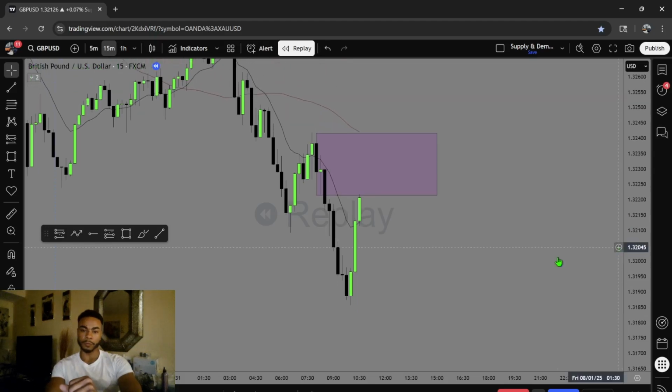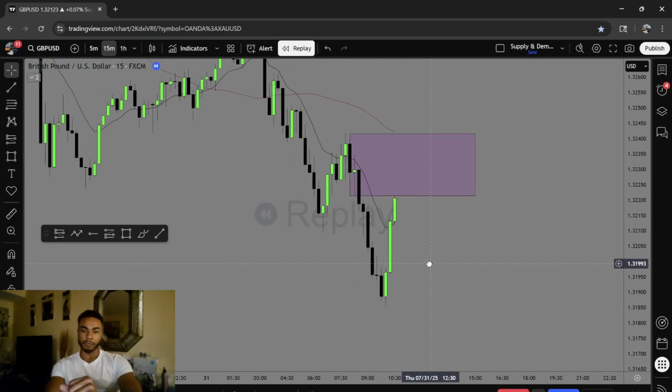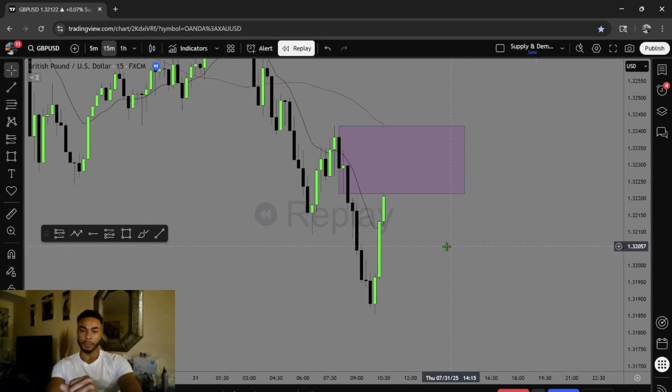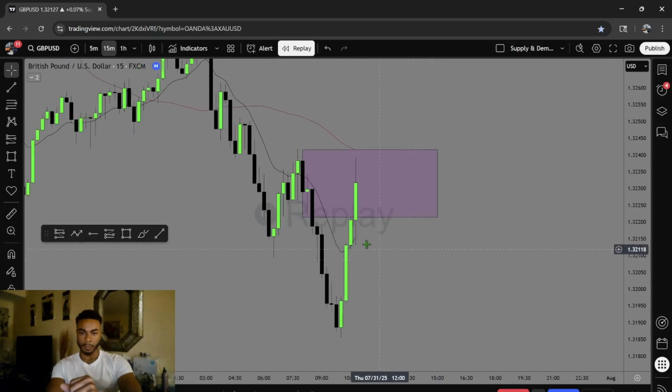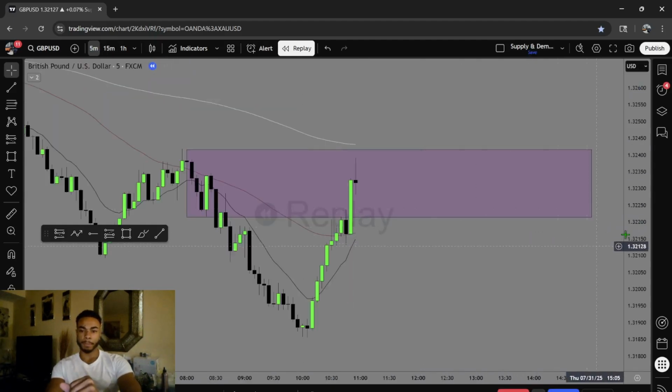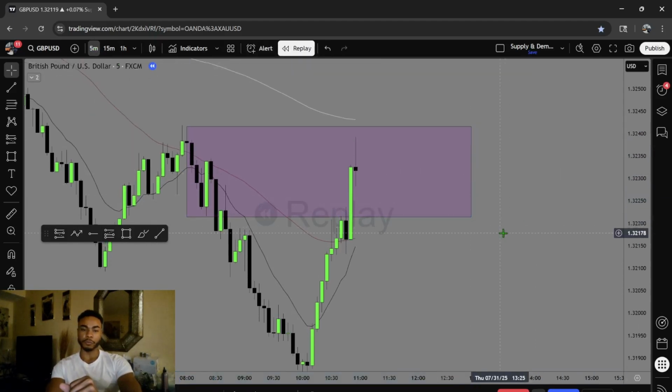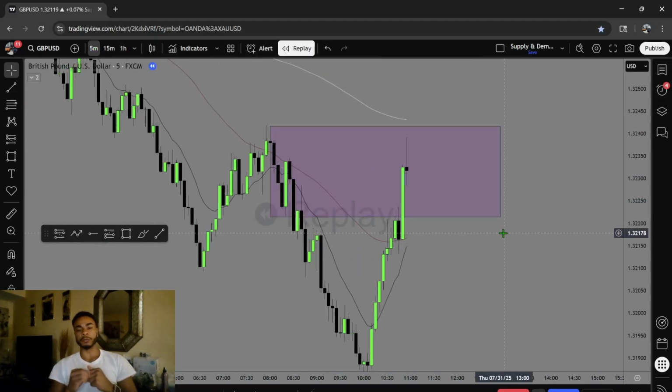Then I went to the 15 minute, and I was just waiting to see what price would do. Eventually, price came up and hit the 15 minute zone. It almost broke it, but it began to reject. And if you go on the 5 minute, that's where I was finding my entry. I was using the 15 minute zone, but my entry is always going to be on the lower time frame, the 5 minute.